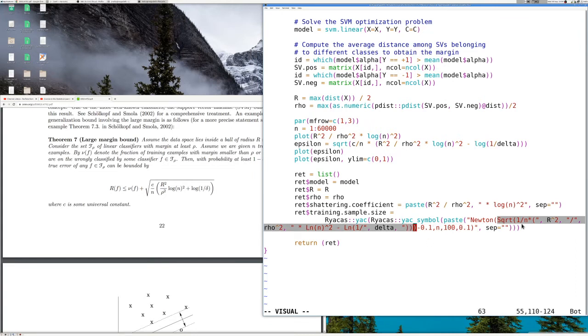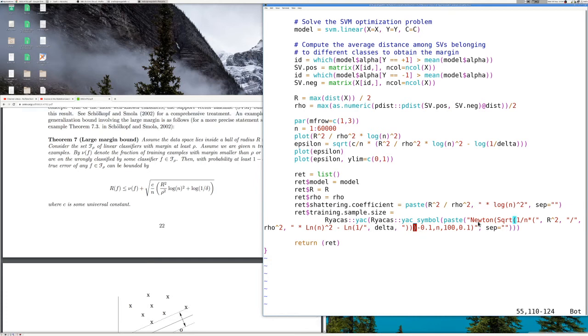You guys can notice I used 1 as c divided by n. I just set 1 here. It could be our c that's up there, but you guys can change it later. R to the square divided by rho to the square multiplied by log of n to the square. That's this part. And of course, minus log of 1 over delta, that's this, okay? Here we close our square root.